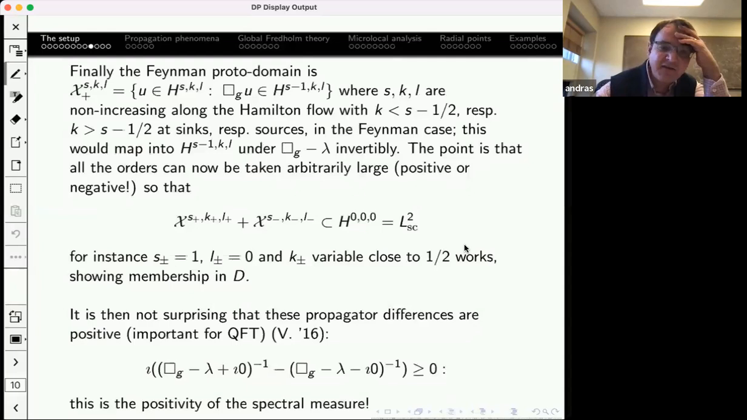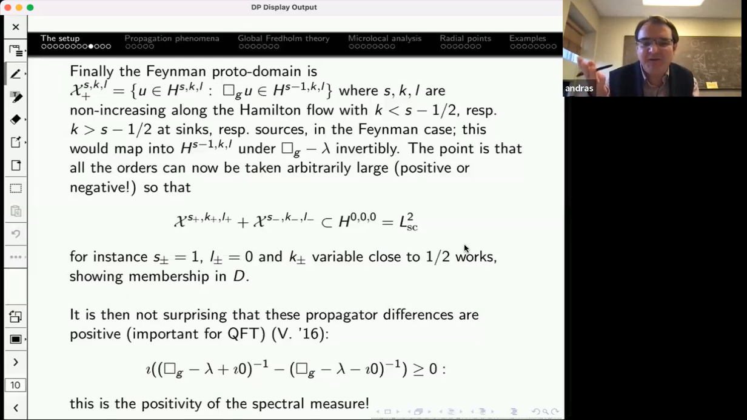Okay, so given this, maybe I've skipped the top part, but given this essential self-adjointness, it's then not surprising that the difference of the extreme propagators, by extreme I mean the Feynman and the anti-Feynman, and extreme might make a little more sense why I chose this word in a little bit. If you take the difference and multiply by i, this is going to be non-negative. That's something I actually proved earlier. This is the positivity of the spectral measure.